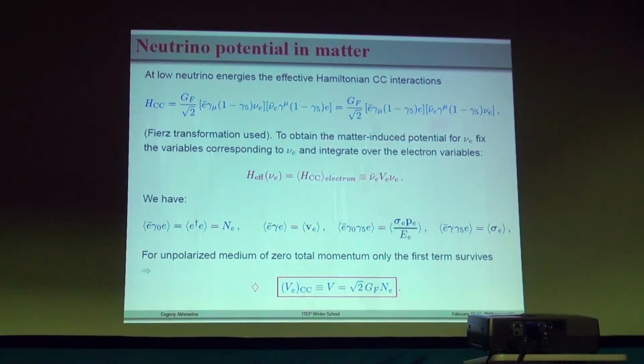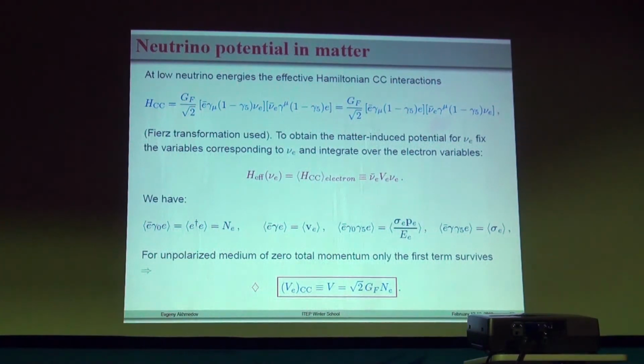Then we can use the so-called Fierz transformation to move one of the electron fields here and respectively the electron neutrino field here and the electron field in its place. It's a simple algebraic transformation. You can find the proof of this, for example, in the textbook of Itzykson and Zuber on quantum field theory, and many other textbooks. That's a pretty standard thing. And if you do this, you end up with this expression, which is much more convenient for calculating the potential created by electrons for neutrinos in matter.